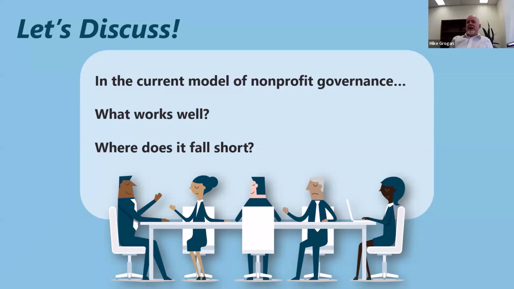But just think about it for a second. What's really working well with nonprofit governance in your point of view, your opinion? Just whatever it is, there's no right or wrong answer here. And where does it fall a little bit short, perhaps? Throw some answers in the chat. Let's see what we come up with here, and then we'll go.